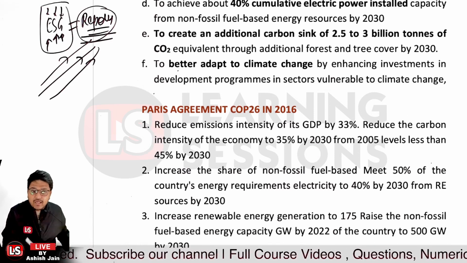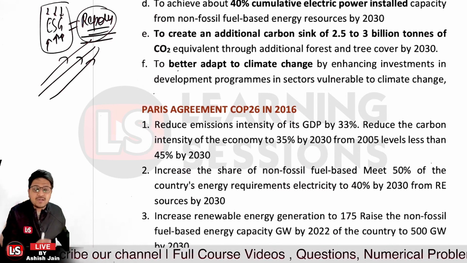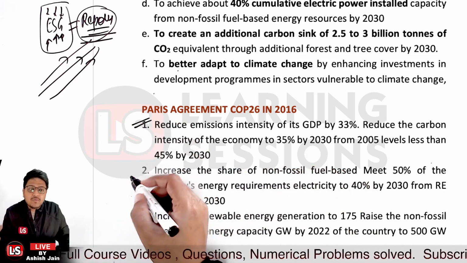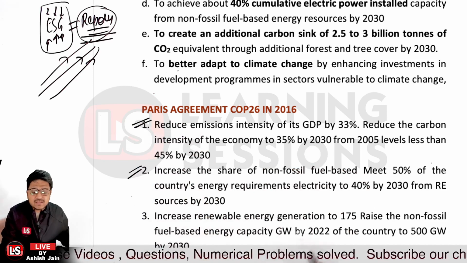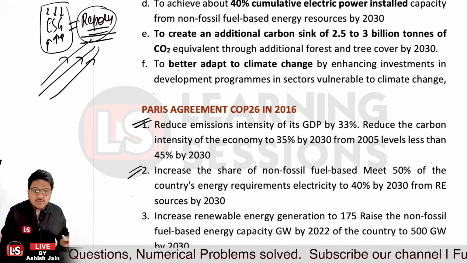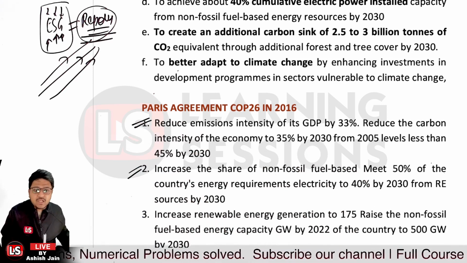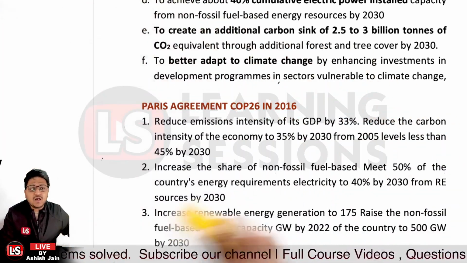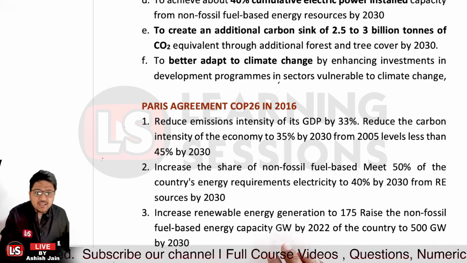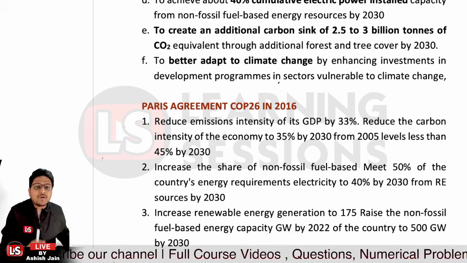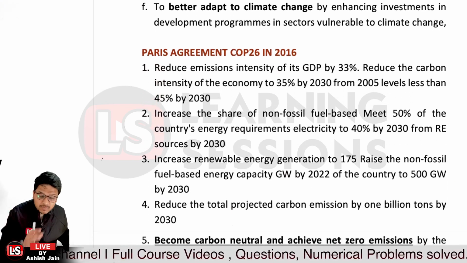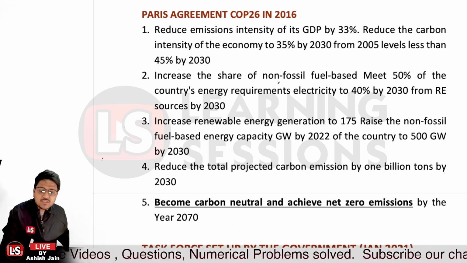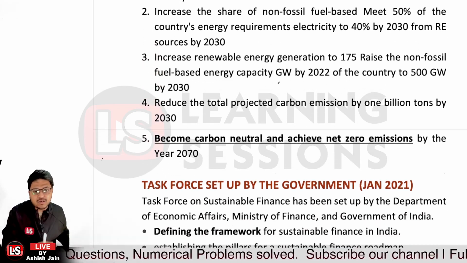And we have already talked about the Paris Agreement and COP26, that we want to reduce emissions by 2030. We want to use non-fossil fuel based sources for 40% by 2030, and particularly increase the renewable energy generation. Renewable energy generation is to be increased to 500 gigawatt capacity by 2030, and the country is to become carbon neutral and achieve net zero emissions by the year 2070. That we have covered already, right?